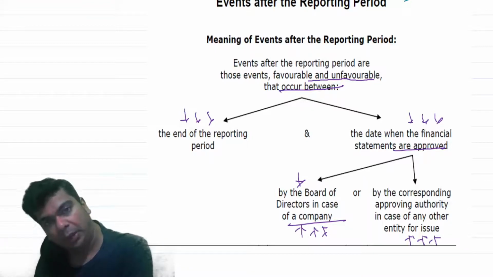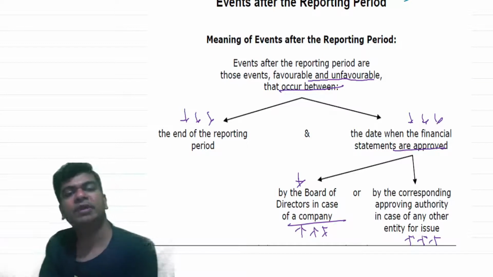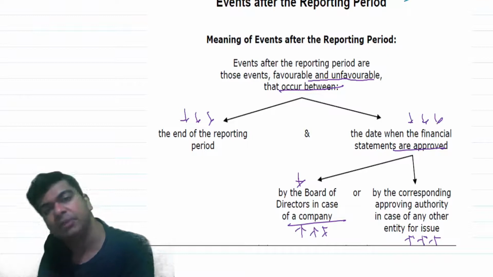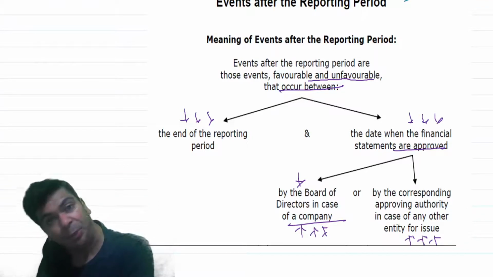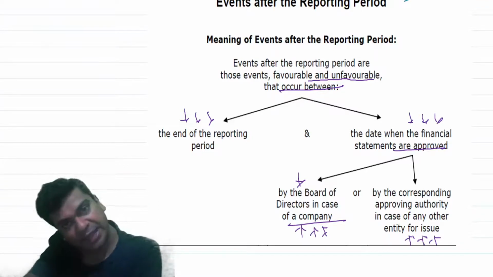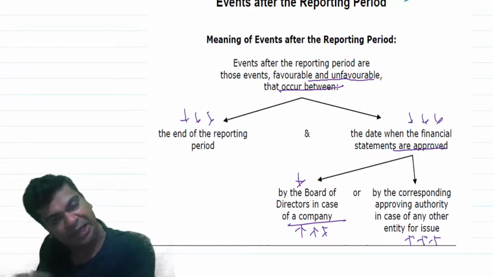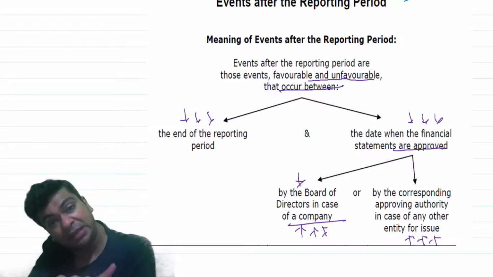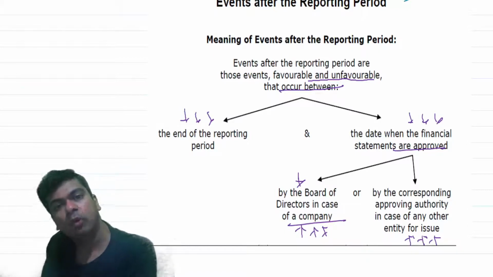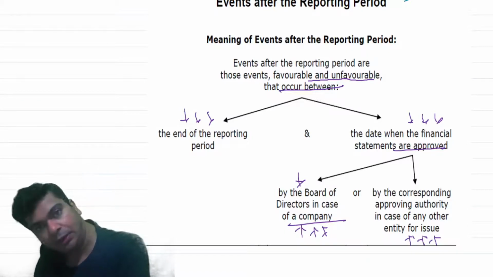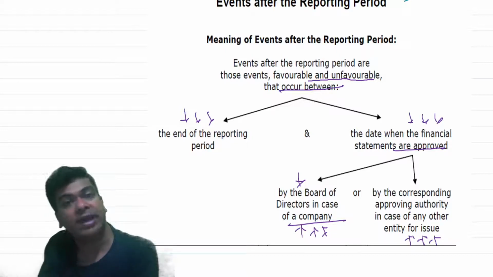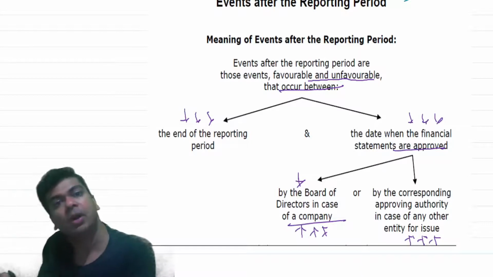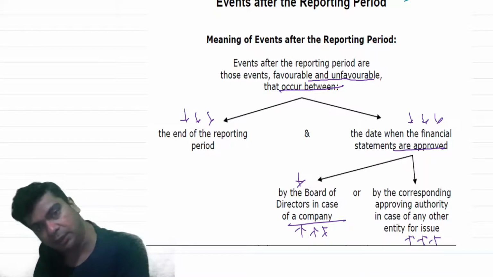Now, the board of directors are approving the financial statements, and then they are sending the approved financial statements to the supervisory board. Now, the supervisory board will also scrutinize that and then they will approve it. Here a slight confusion can happen. The board of directors are approving and even the supervisory board is also approving. Then what will be considered to be the approval date? Can I say they are approved when the board of directors are approving it? Or can I say they are approved when the supervisory board is approving it?